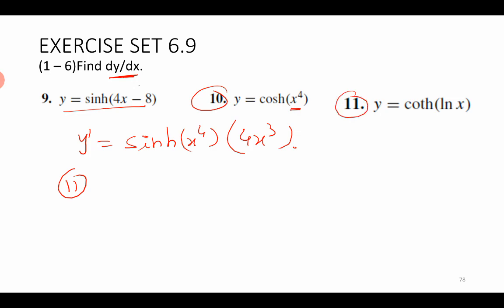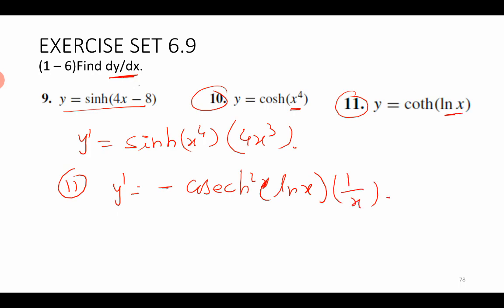When you differentiate cot, it will be minus. All the last 3 will give you negative, isn't it? Y prime will be negative cosecant hyperbolic square x, and here is ln x, isn't it? And when you differentiate ln x, it will be 1 over x. That's the answer here, straight away.